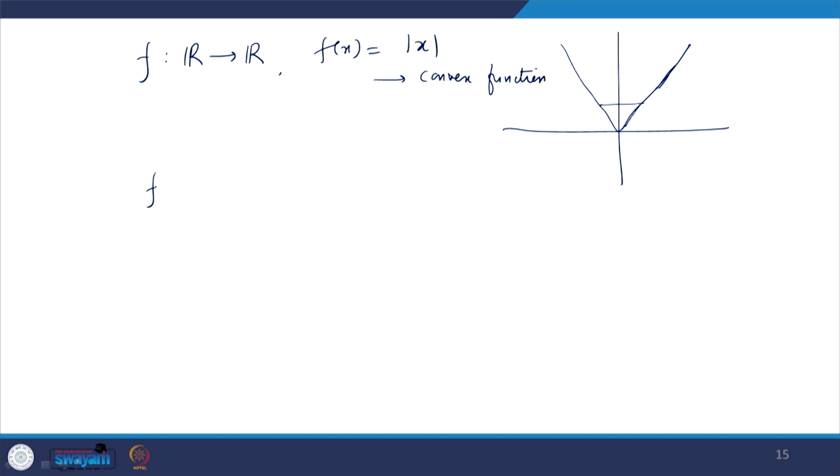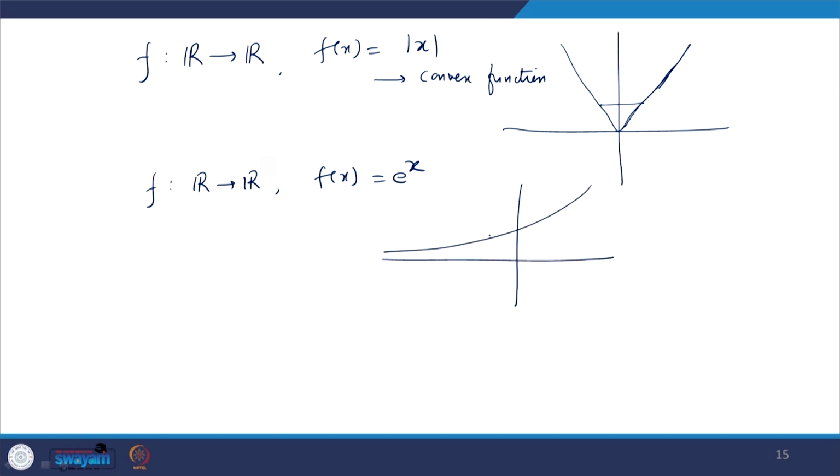Now take a function from R to R as e raised to power x, suppose. If you take e raised to power x, it is something like this function. If you take any two points and join the chord, it is always above the curve only, it is never on the curve. So, this function is in fact strictly convex, not only convex. So, it is basically a strictly convex function.